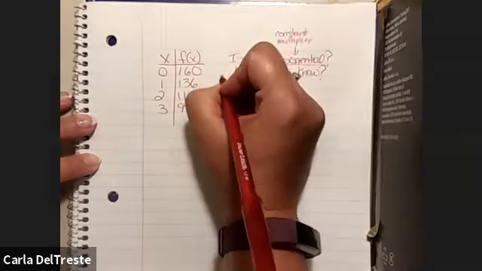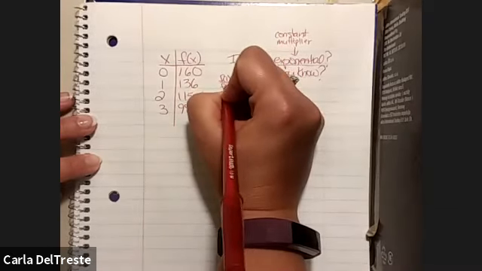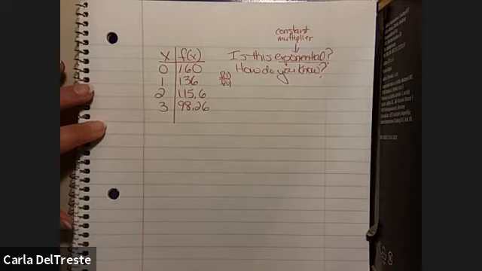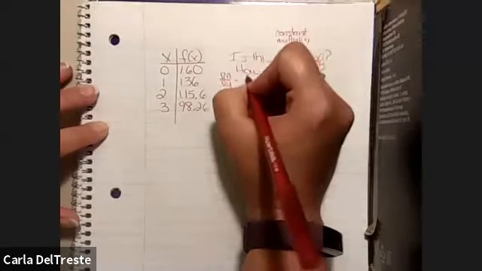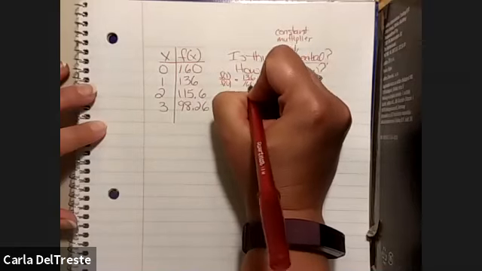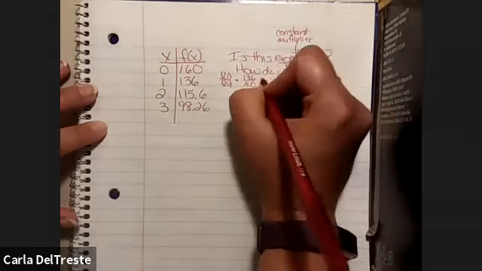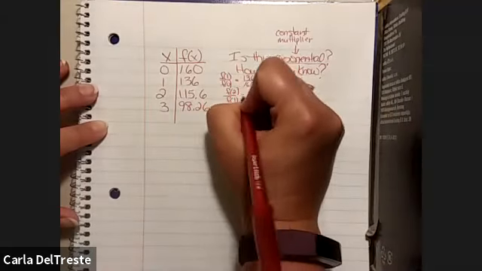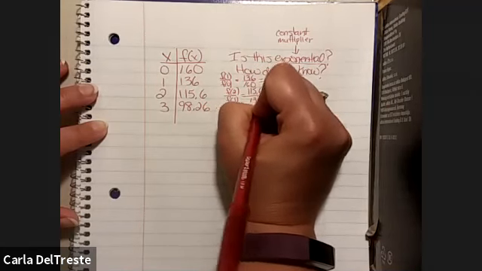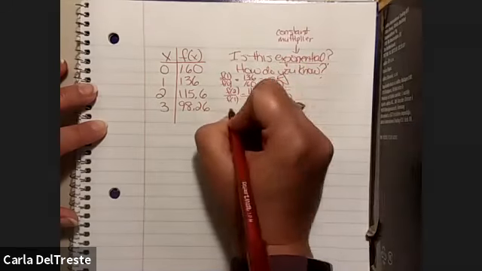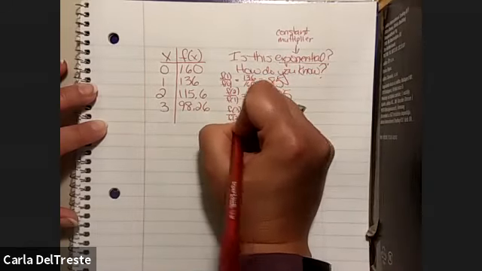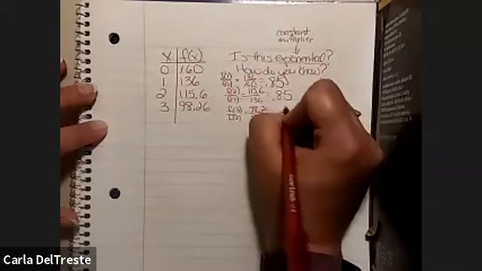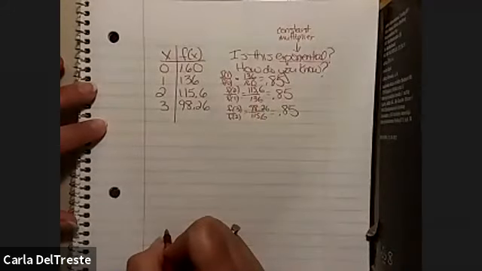I want to take f of 1 divided by f of 0. You're always going to go upward for your division. So this is going to be 136 divided by 160. And that's going to give me 0.85. And then I want f of 2 divided by f of 1. That's 115.6 divided by 136. Guess what? 0.85. And then I want f of 3 divided by f of 2. 98.26 divided by 115.6. All using the calculator, I get 0.85.